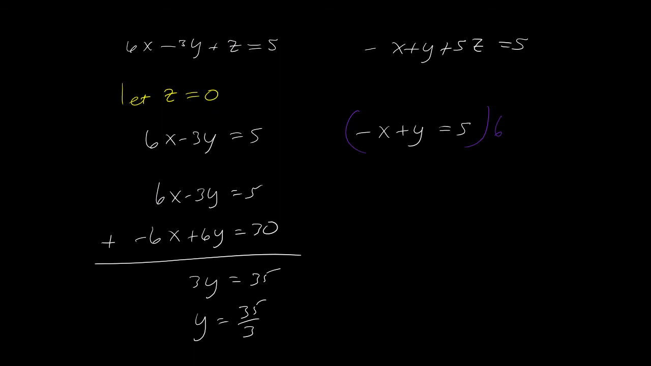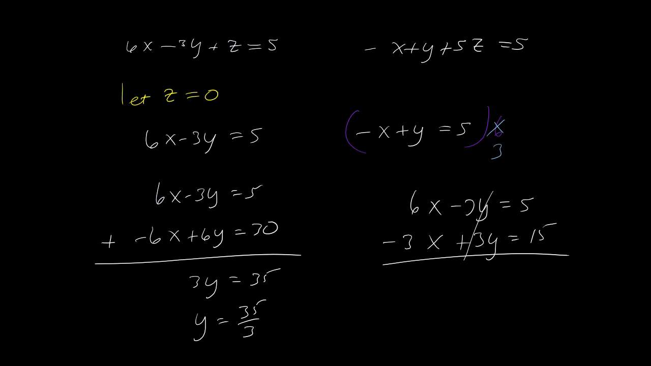And now let's go back and find the x value. I think it would be easier to eliminate the y instead of doing substitution. So this time I'm going to multiply the second equation by 3 to do my elimination. So I've got 6x minus 3y is equal to 5, and negative 3x plus 3y is equal to 15. Add them up, eliminate the y's, we get 3x is equal to 20, x is equal to 20 thirds.